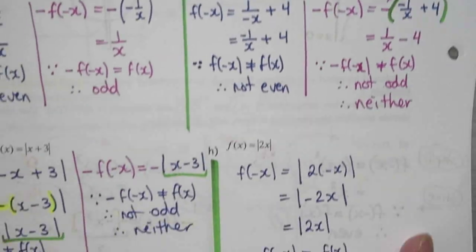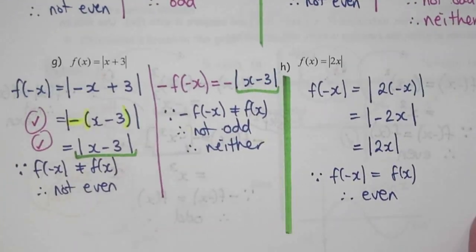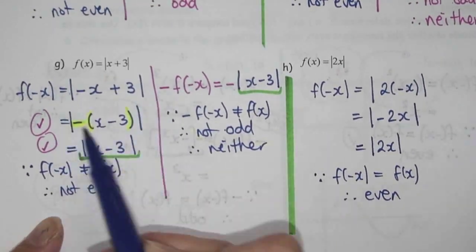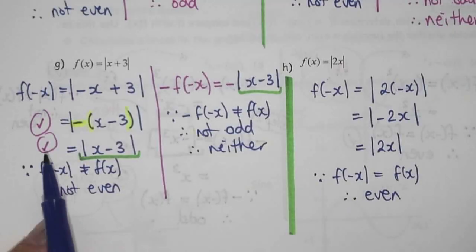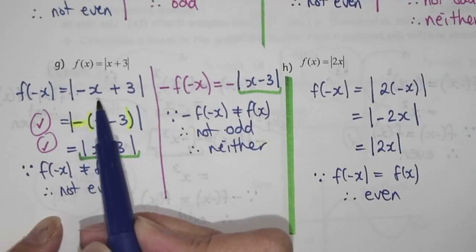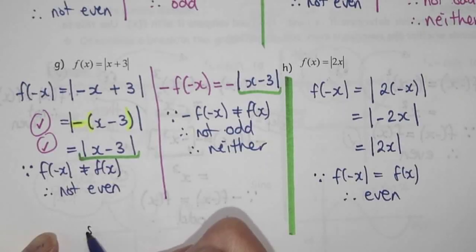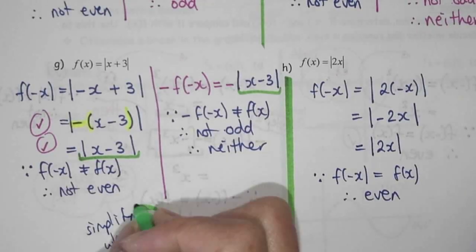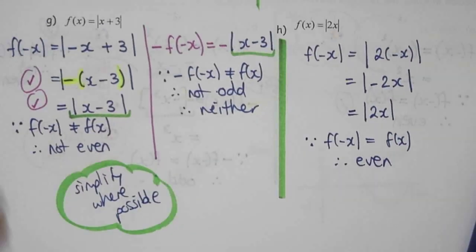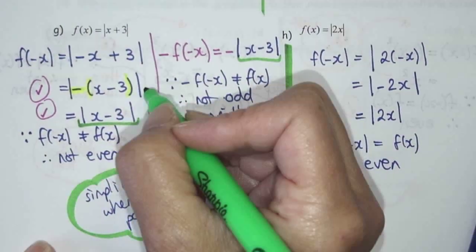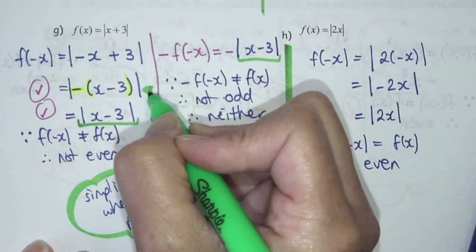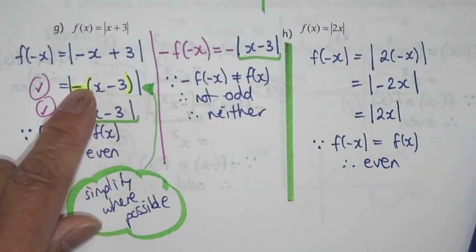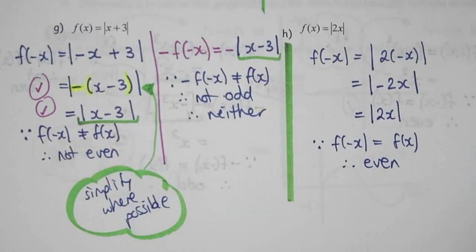Okay. And then over here, we have what I put the negative. Okay, and one more time. So where I put the check marks, emphasizing this again. You have to simplify where possible. Okay, so simplify where possible. So wherever you can, I want you to simplify. So this part here, I want you to simplify that because you can factor out and cancel out the negative.